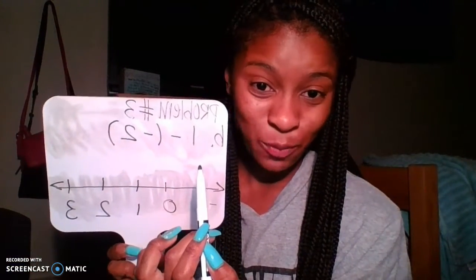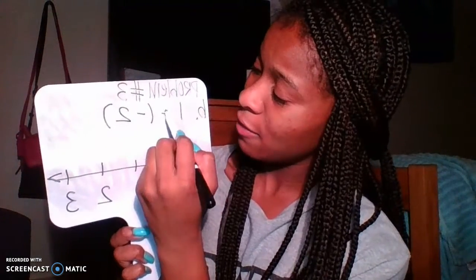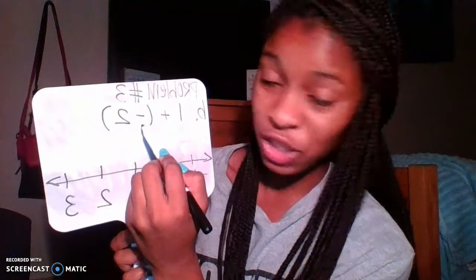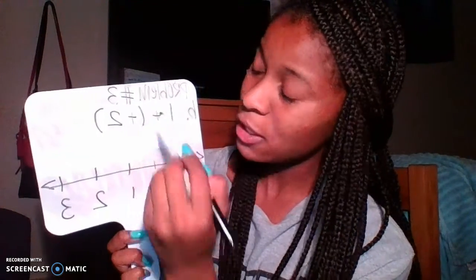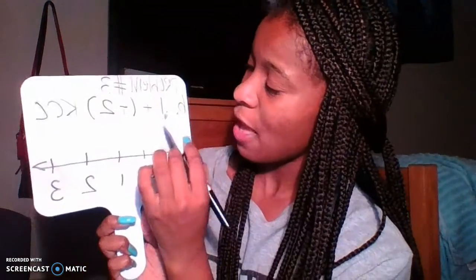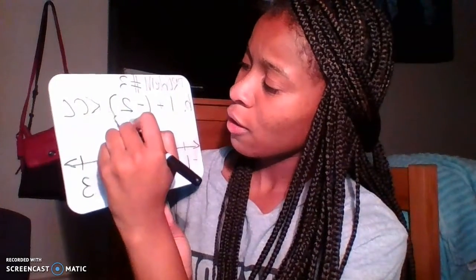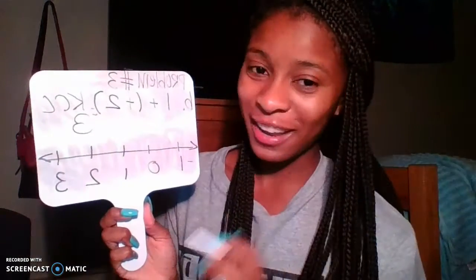When I was in elementary school, I learned a trick called keep, change, change. First, we keep the 1, which is positive. We keep the 1 with itself, and we change the subtraction to an addition, and we change the negative 2 to a positive 2. Keep, change, change, I just say K, C, C. So it's an easy addition problem: 1 plus 2 equals 3.